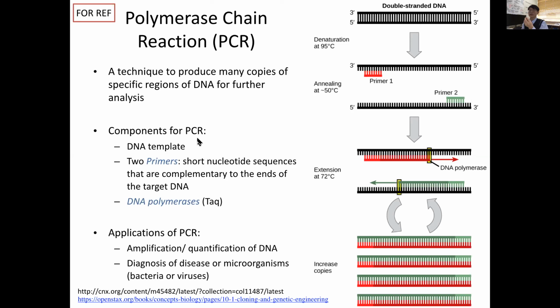So the components for PCR: you have to have a DNA template and two primers, 1 and 2, where primer means short nucleotide sequences that are complementary to the ends of the target DNA. So design of primers is important, and we do need DNA polymerases, especially Taq polymerase. Using this, we can amplify or even quantify the amount of DNA, because we know how many cycles we went through, and this can be used for diagnosis of disease or microorganisms, bacteria or viruses.